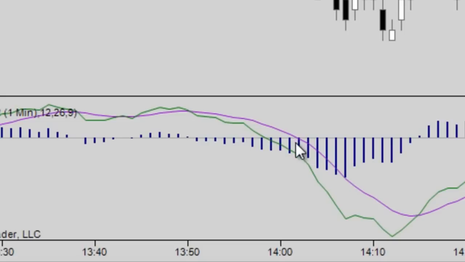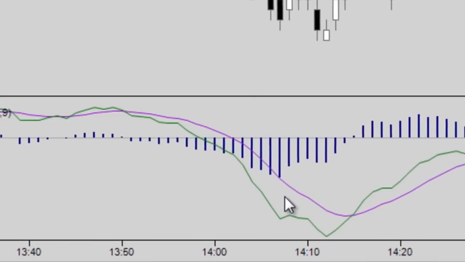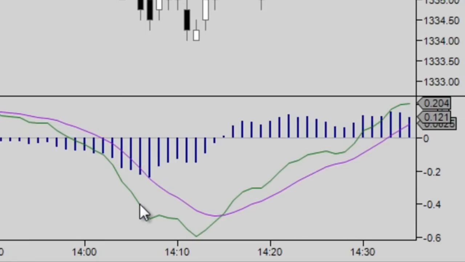Now if we look at the chart down below here, we have also a bullish crossover. So when the MACD line crosses above the signal line, this represents trend is moving upwards, or you have a bull movement.